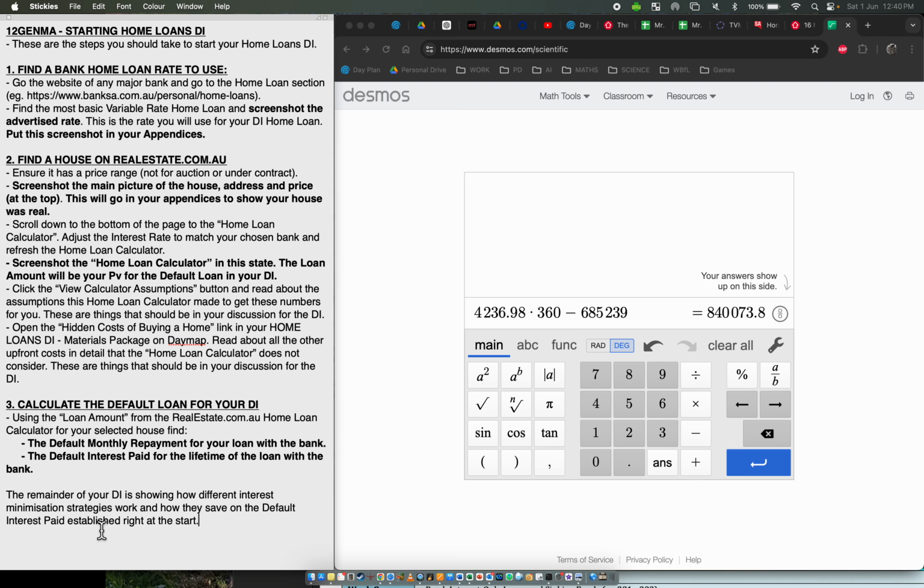Okay, and the remainder of your DI is just showing how different interest minimization strategies work and how they save on the default interest paid, which for my made up one here is this. Any strategies that I apply are going to reduce it, and your whole DI is about, well, how much did I save by doing this? How much did I save by doing that? Okay, so hopefully that helps you out. That's how to start off your home loans DI, so not a lot of research. 3 main steps to get it started.